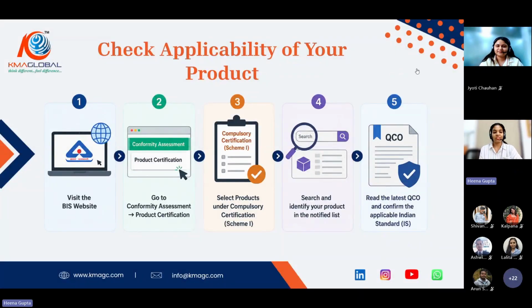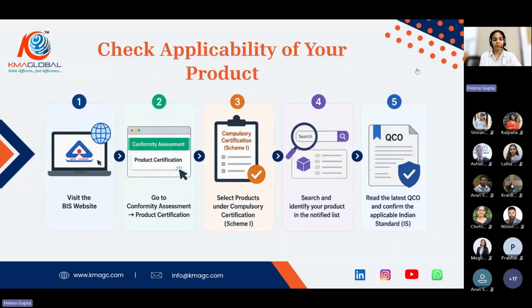Thank you so much, Jyoti. Thank you for that excellent overview. We have now understood what BIS is, what Scheme 1 represents, and how conformity assessment forms the backbone of the certification framework. But naturally, the next question is, how does an organization actually prepare before submitting an application? What should be in place? What documents, facilities, and systems should a manufacturer have? And what does the certification process look like from start to finish?